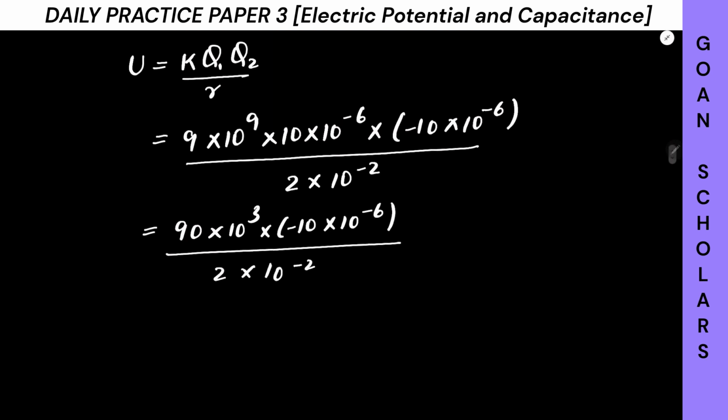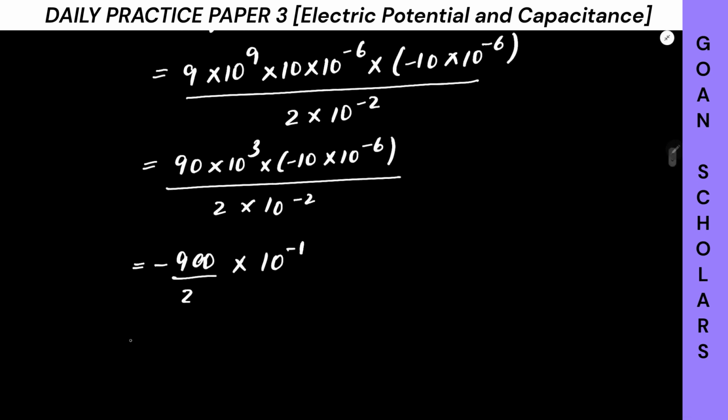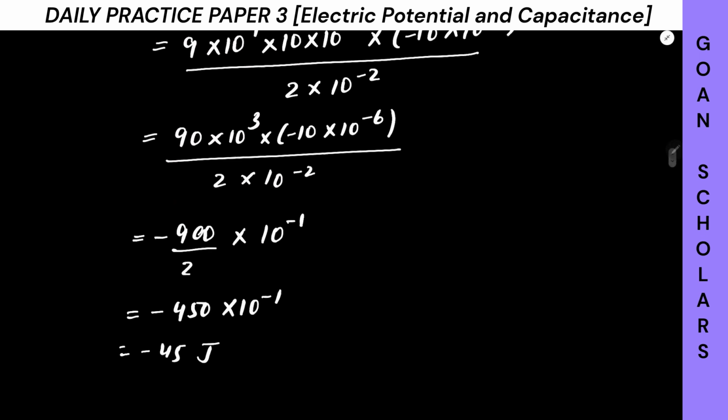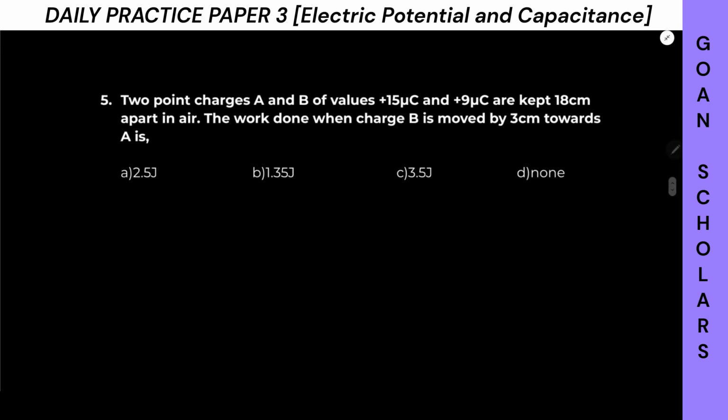Let's simplify further. So this will be minus 900 whole divided by 2 into, let's solve the powers. 10 to the power minus 2 goes up, it becomes 5 and minus 1. So this will give you minus 450 into 10 to the power minus 1, and that is minus 45. And what's the unit of potential energy? Joules. So the correct answer is minus 45 joules, option B. Let's move to question number 5.